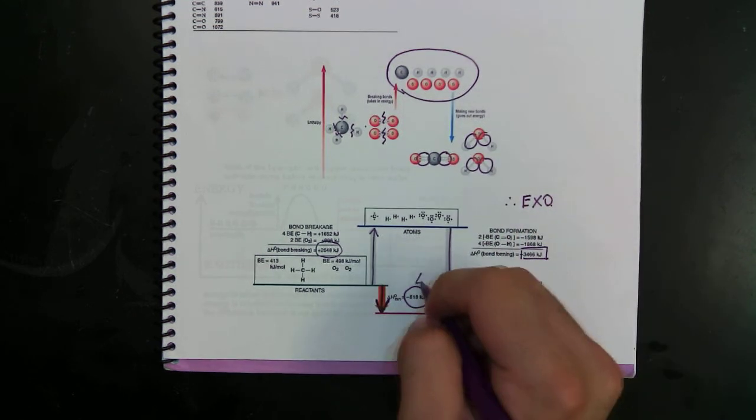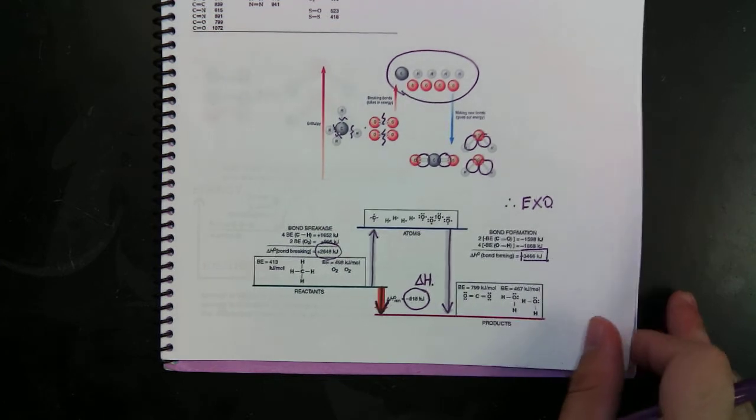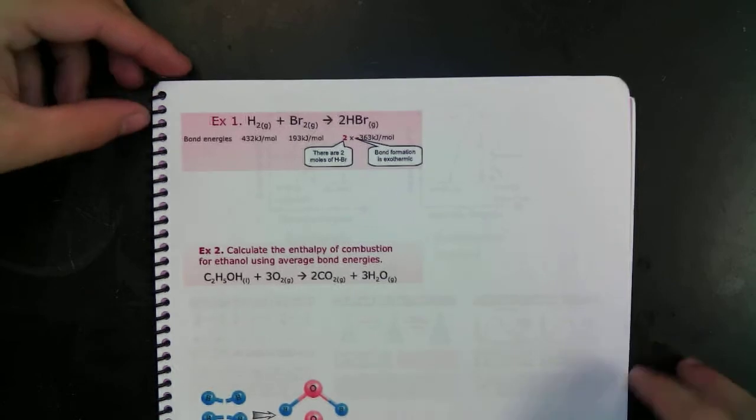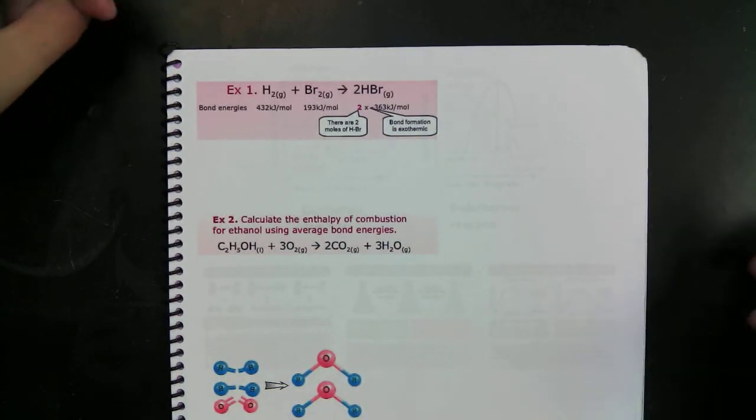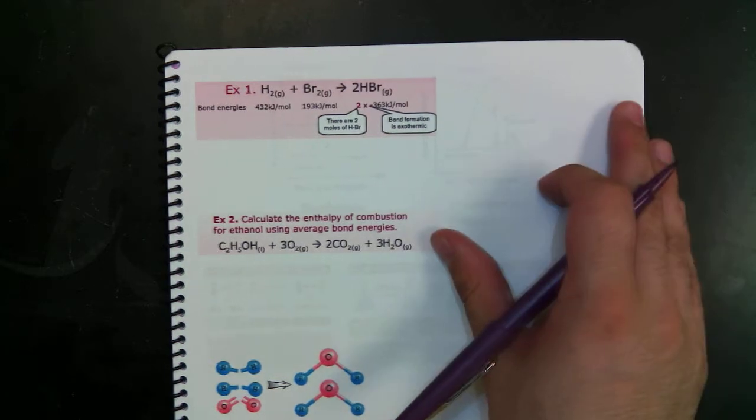The delta H, or the net energy here, is 818 kilojoules. There's a couple of examples I gave you on the back here. The first one is showing the production of hydrogen bromide. So the balanced equation is H2 plus Br2 yields 2 HBr.